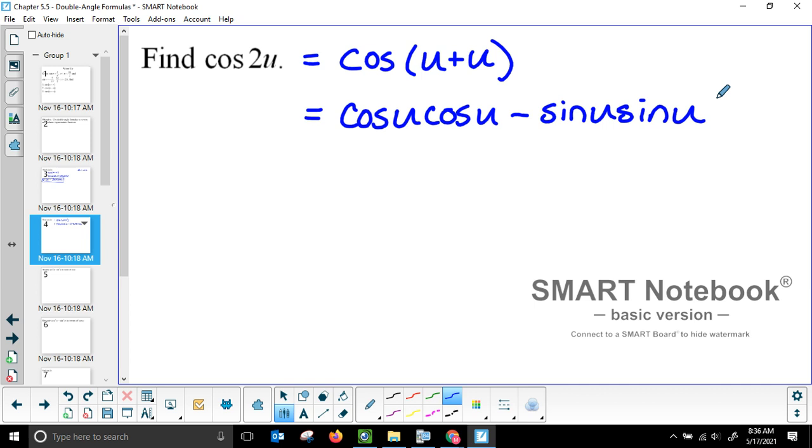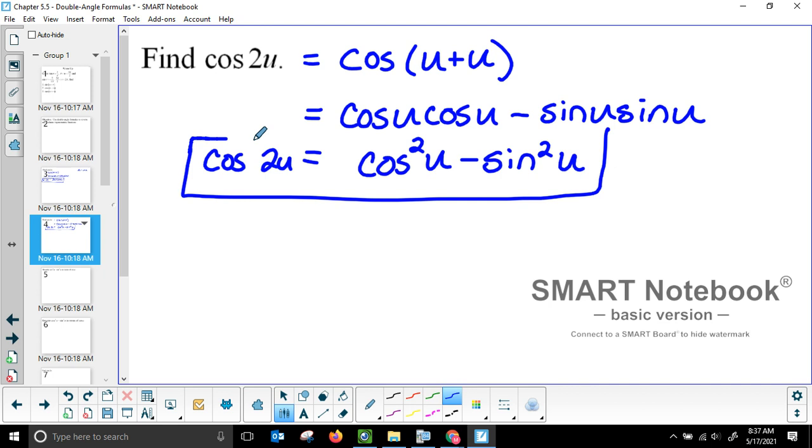Again, previously, when we had u plus v, we would have cosine u cosine v minus sine u sine v. But since it's both u's, everything is a u here. Now, of course, cosine u times cosine u is cosine squared u. And sine u times sine u is sine squared u. So cosine of 2u is equal to cosine squared u minus sine squared u. So again, wherever we see this, we're allowed to rewrite this.